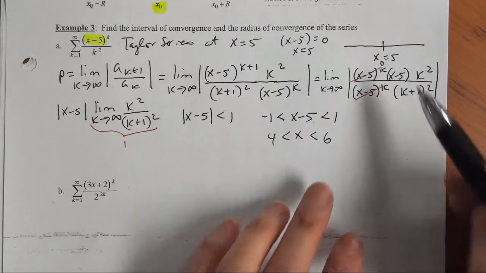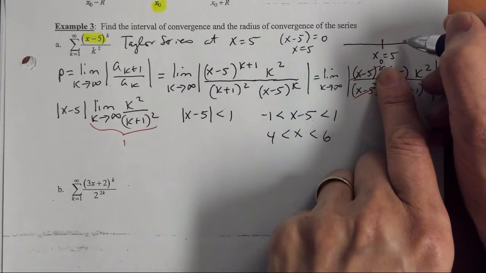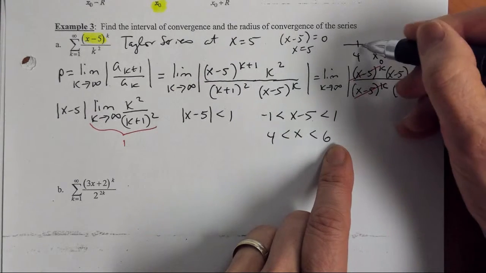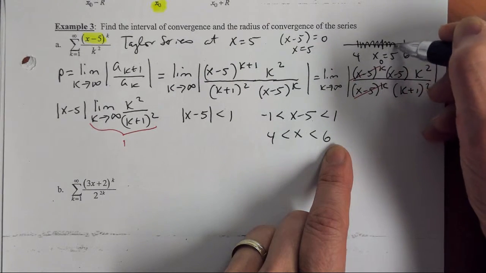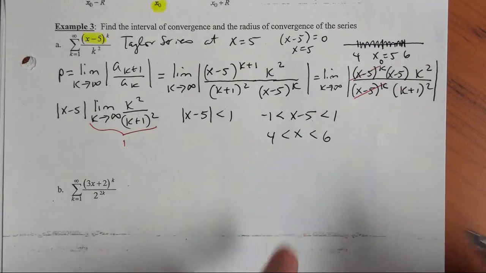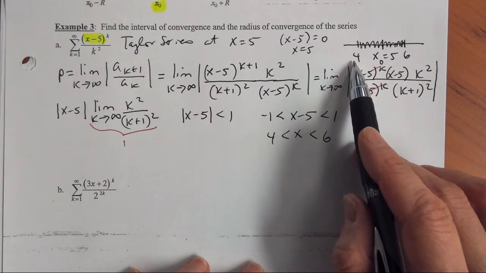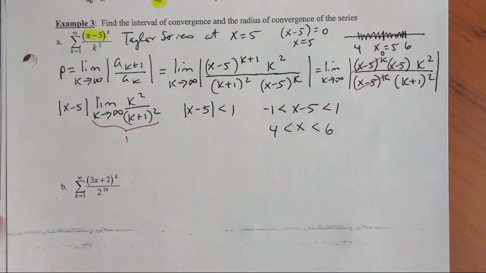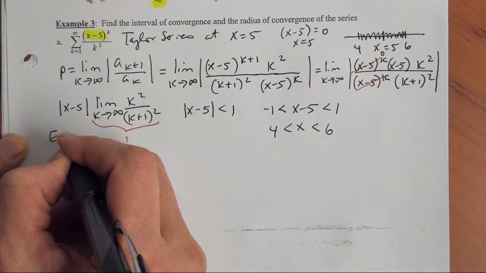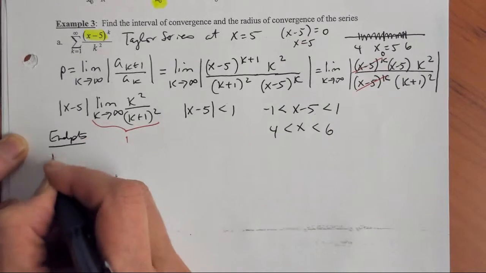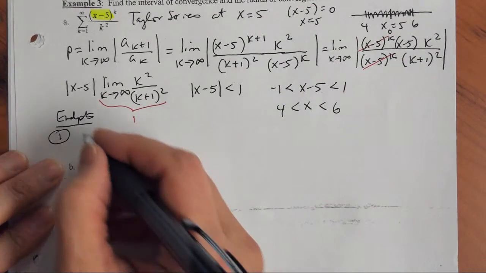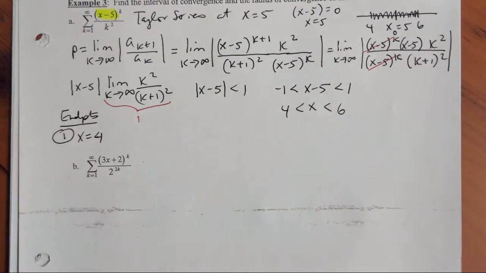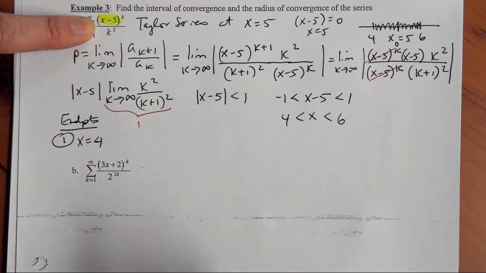So back up to my diagram here, what I have is 6 here and 4 here. This is the region that's very good. And now my question is, do I include the 4 and also do I include the 6? Okay, so that's where you have to do the endpoints. So the first endpoint is where x is equal to 4. So I'm putting it back up here.